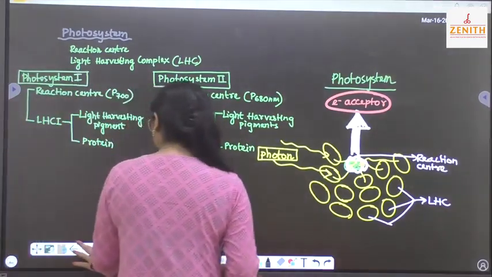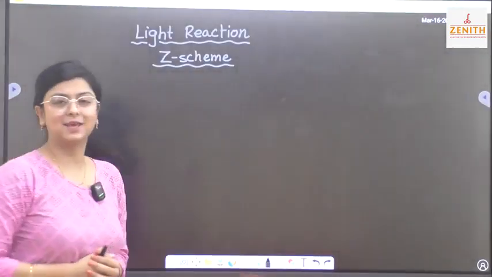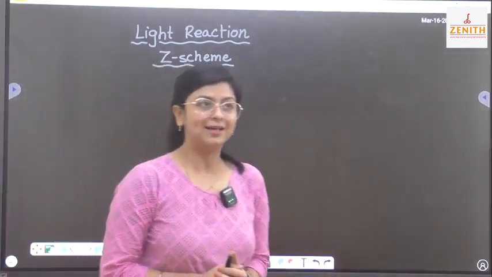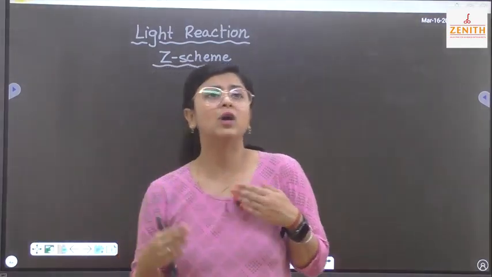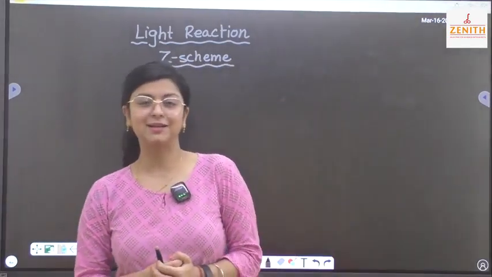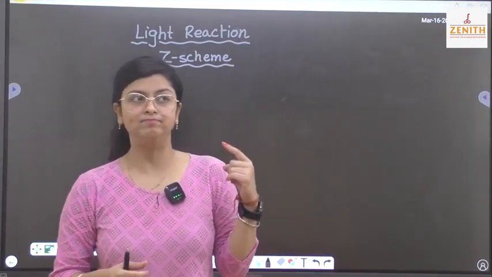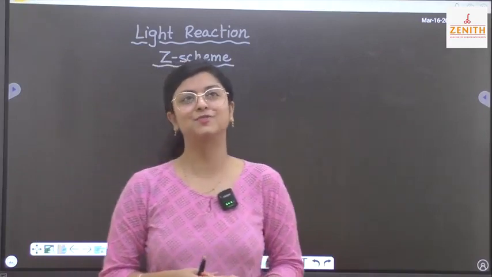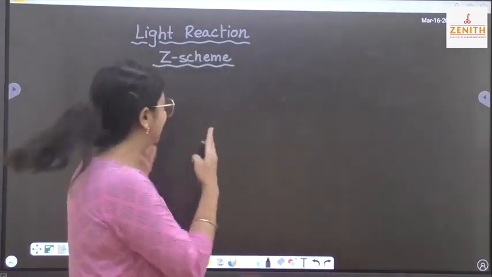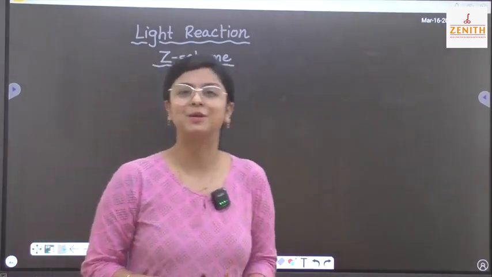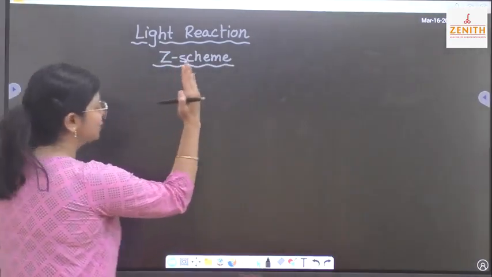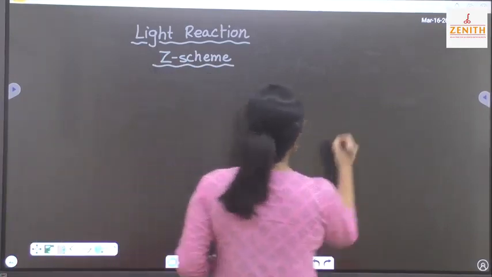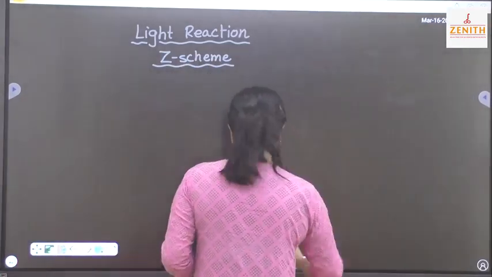Okay, so now we can do the Z scheme. Finally we reach here, the Z scheme of light reaction. Since childhood we know what the products of the light reaction are. In class 10 we studied that in light reaction, oxygen is formed, NADPH is formed, ATP is formed, and here we will see how these things are basically formed. So let me draw the two photosystems, photosystem 1 and photosystem 2. At first we will do photosystem 1 here at the right side.